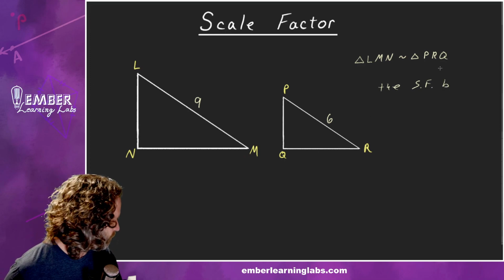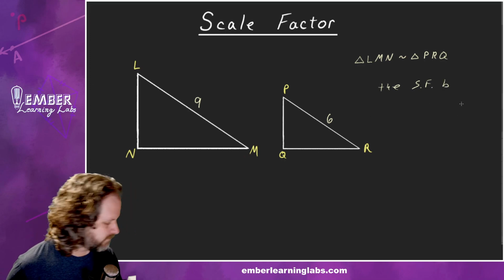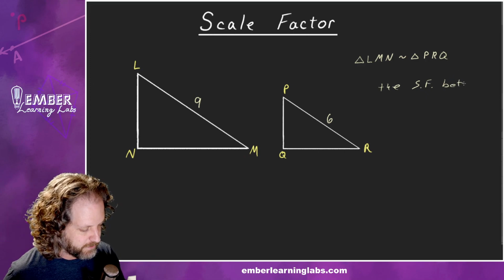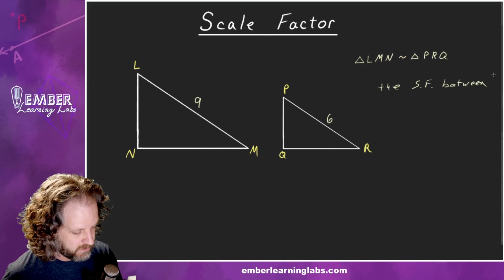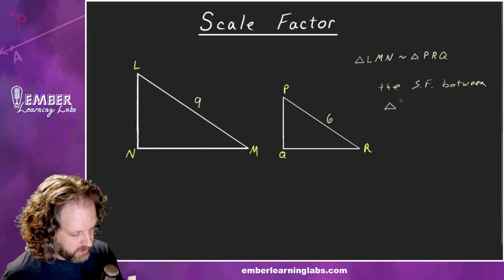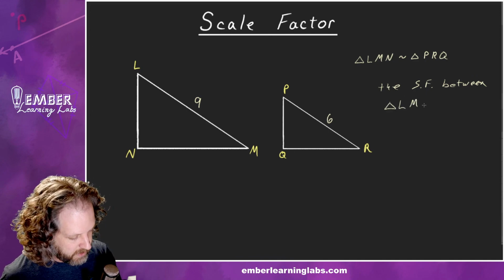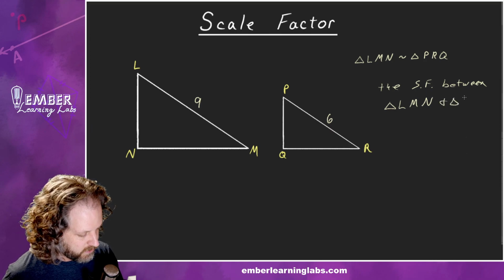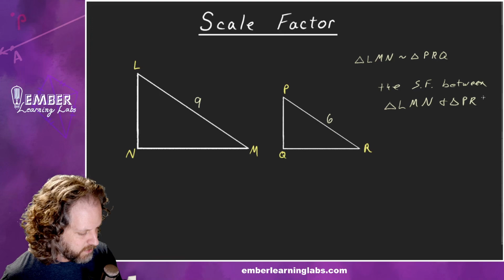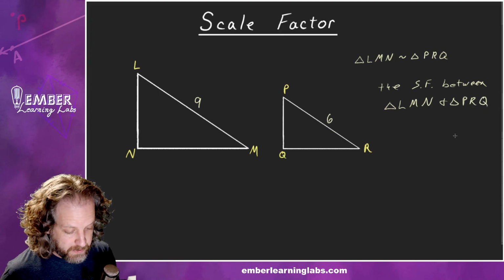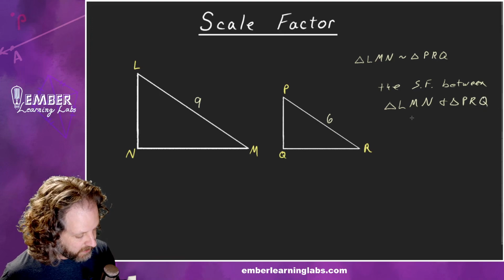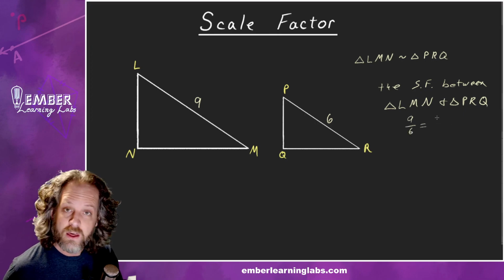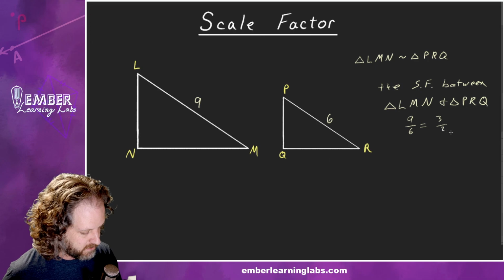between, that's fine, we can use between. It's more letters, we got this. Between triangle LMN and triangle PRQ would be 9 to 6, which would reduce to 3/2.